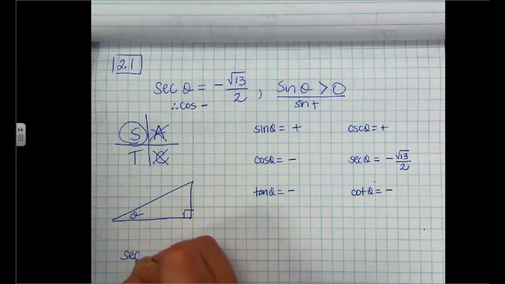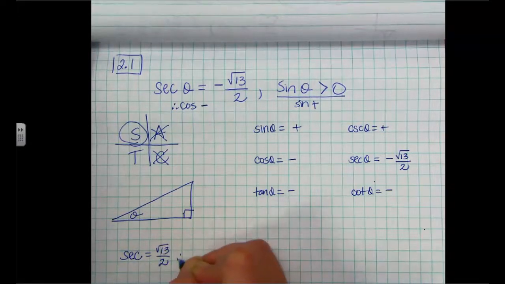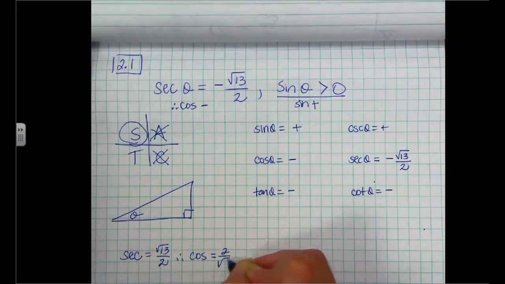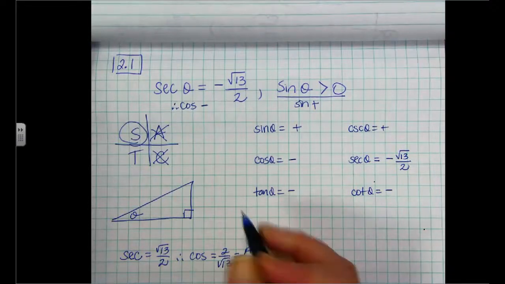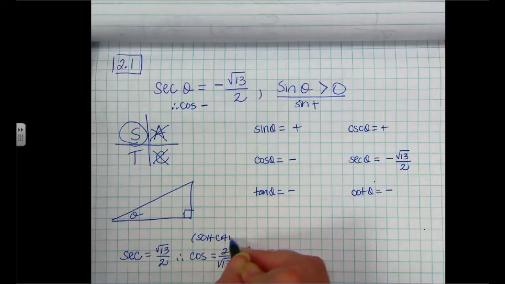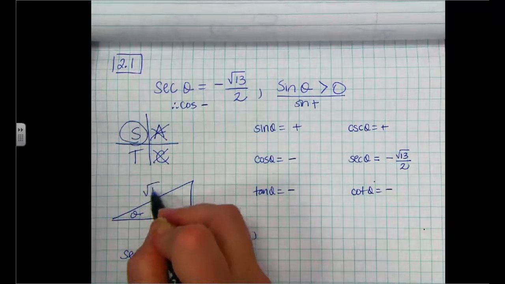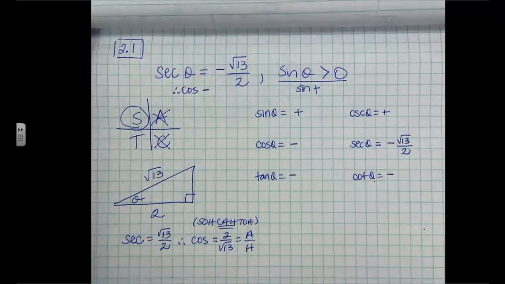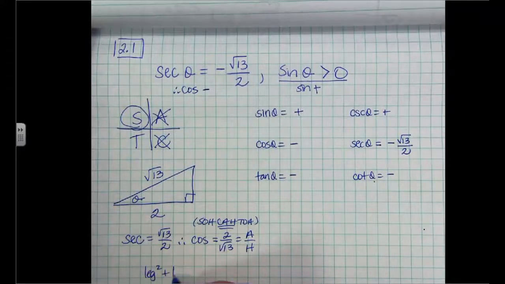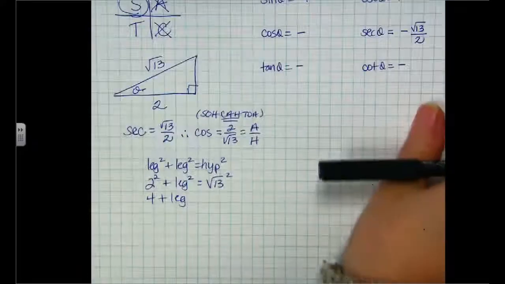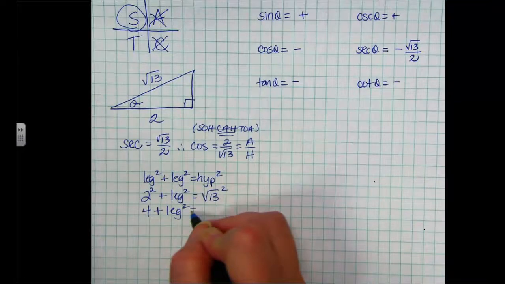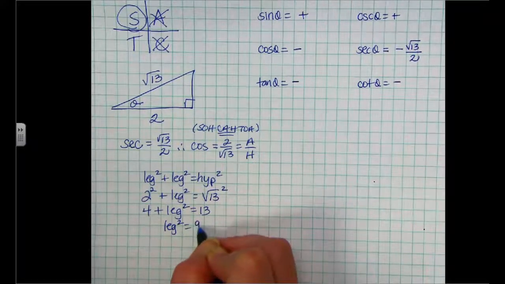Well, I don't have a SOHCAHTOA, but I have a secant of root 13 over 2, which is the reciprocal of cosine. So cosine must be 2 over root 13, which tells me the adjacent and hypotenuse sides. So the side adjacent theta is 2. This hypotenuse is the square root of 13. Now you do a Pythagorean theorem to figure out the length of the third side. So leg squared plus leg squared is hypotenuse squared. 2 squared plus leg squared is root 13 squared. 4 plus leg squared is 13. Subtract 4, leg squared is 9. So the leg must be 3.